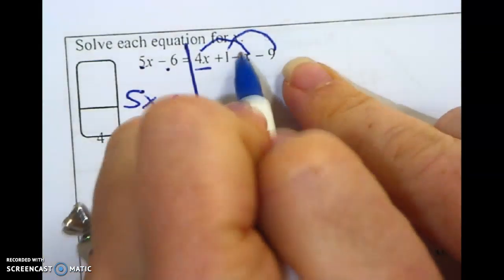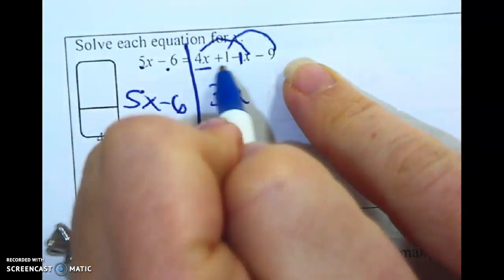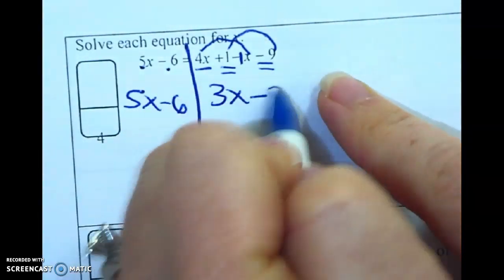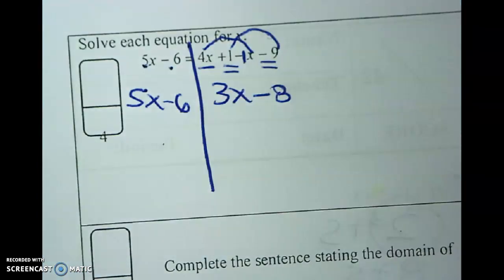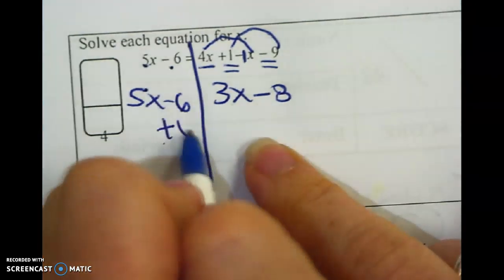So 4x minus 1x is 3x. 1 minus 9 is negative 8. If you're bad at that, use your calculator. Now I decide who's going to stay, who's going to move. So move.